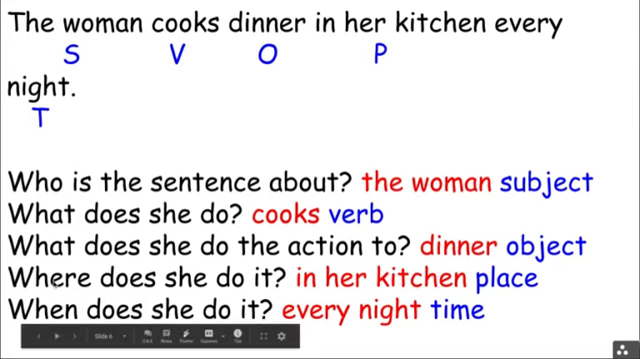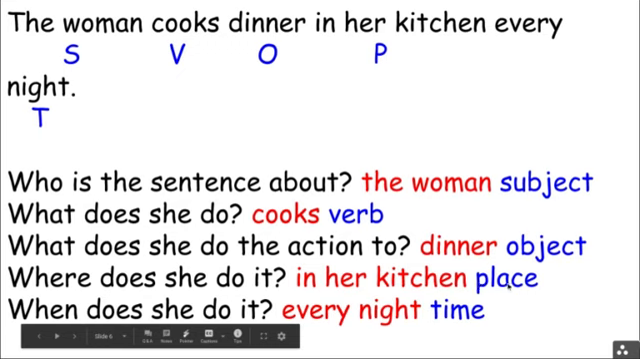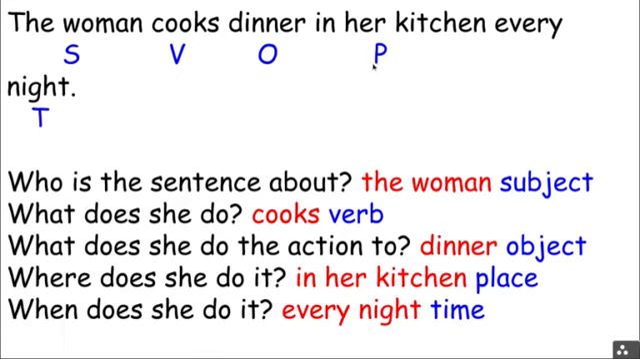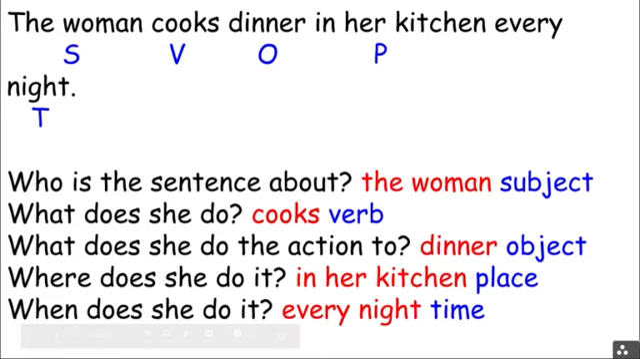Well, I can ask, where does she do it? In her kitchen. In her kitchen becomes place. So I would put a capital P here. Then I want to look at when does she do it? Every night. So that becomes my time. So I'm going to put a capital T here. So now we've just broken down this sentence into subject, verb, object, place, time.